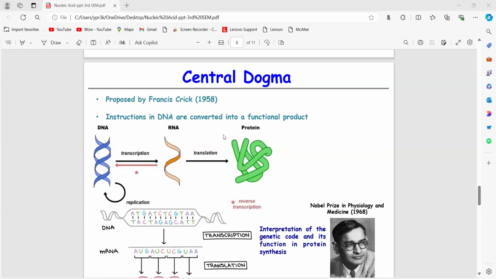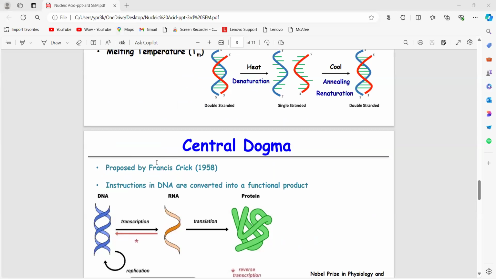So, central dogma. Okay. Okay, madam. Central dogma of the cell, which is the most important one.